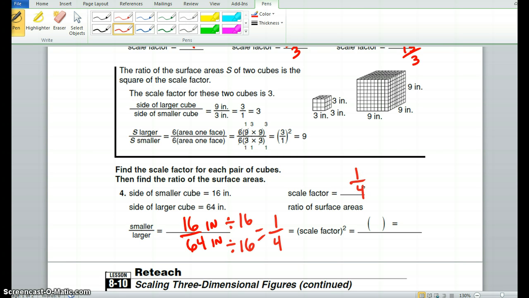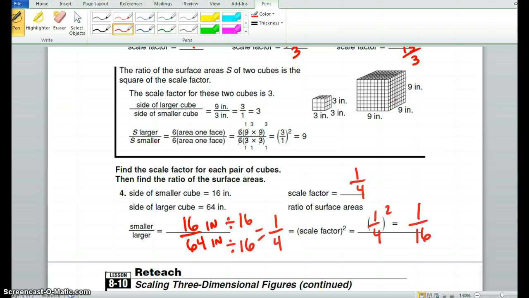So to see the effect area would have over this, if I have a shape that is 1/4 the size of another, then the area is going to be the scale factor squared because we're going across 2 dimensions. So we're going 1/4 times over 1 dimension and 1/4 over the other dimension. So essentially 1/4 times 1/4, which in this case is going to be 1/16.